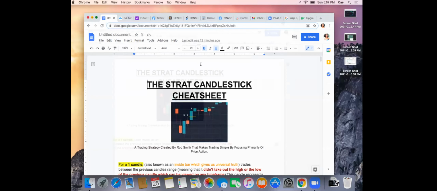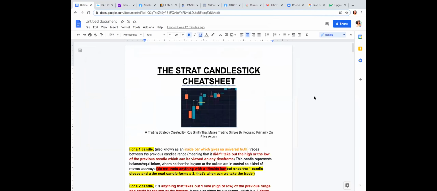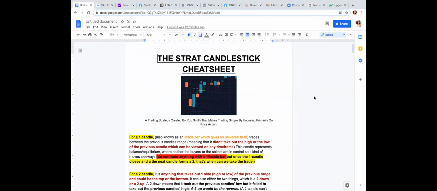So we're gonna do a really quick overview of the Strat for those of you who are new, who will probably still just need a little bit more information. This information is going to be posted in Market Facts and Resources, not the Storehouse, where you will be able to get this particular guide or cheat sheet. All right, so obviously we're studying the Strat candlestick cheat sheet here.